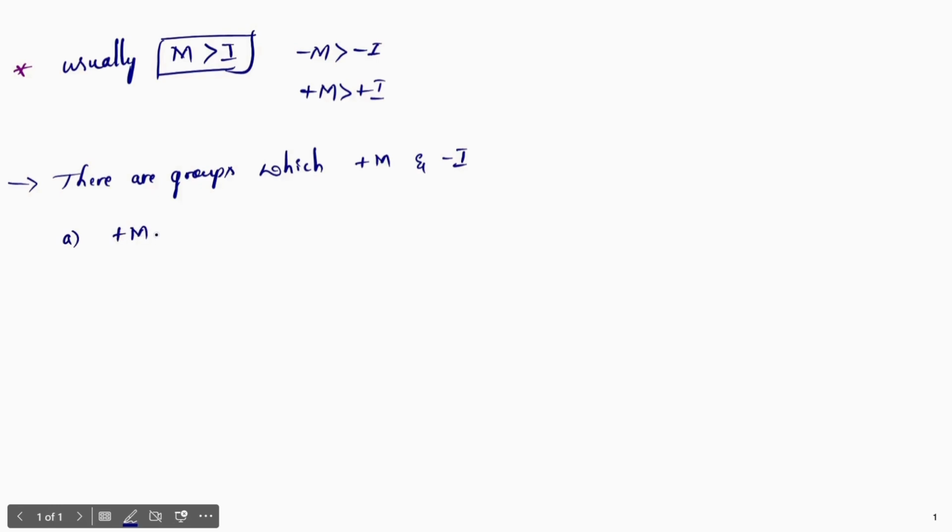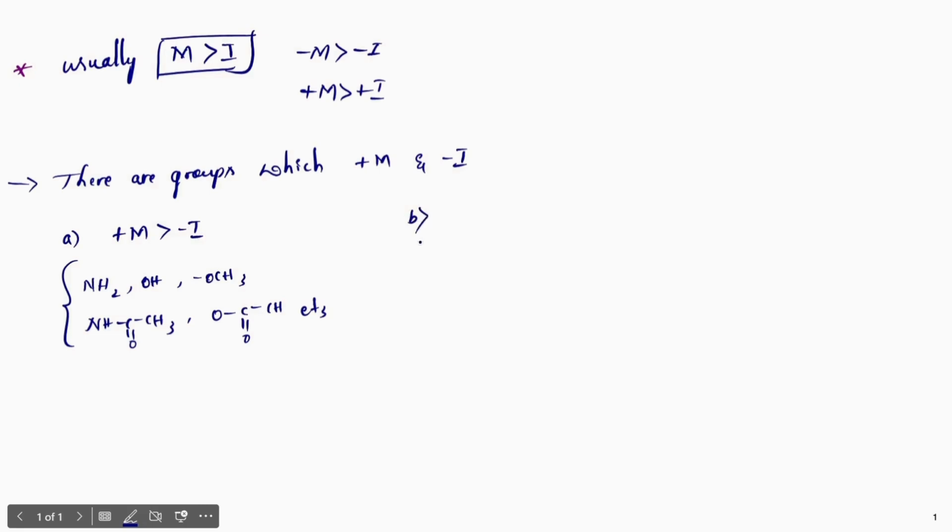Positive mesomeric effect takes the preference over the negative inductive effect in the case of NH2, OH, OCH3, NHC=OCH3 and OC=OCH3, etc. So in this case, positive mesomeric effect takes the preference over the negative inductive effect.